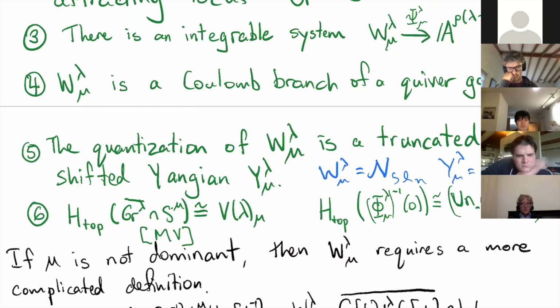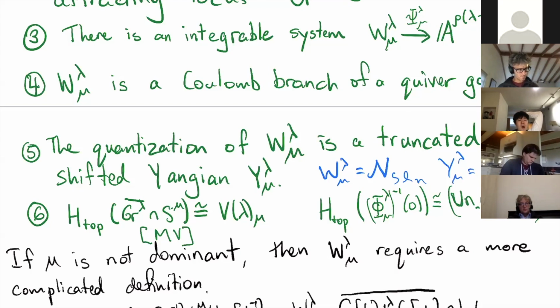For example, if mu is anti-dominant, or if it's equal to w naught lambda, then the intersection of that kind of W mu with GR lambda would just be a single point, and certainly would not contain the Mirković-Vilonen locus, which would be dense in GR lambda. So if mu is not dominant, we'd like a bigger W lambda mu, one which still has the same formula for its dimension, still contains the Mirković-Vilonen locus as a Lagrangian, still carries a Poisson structure, and so on and so on.